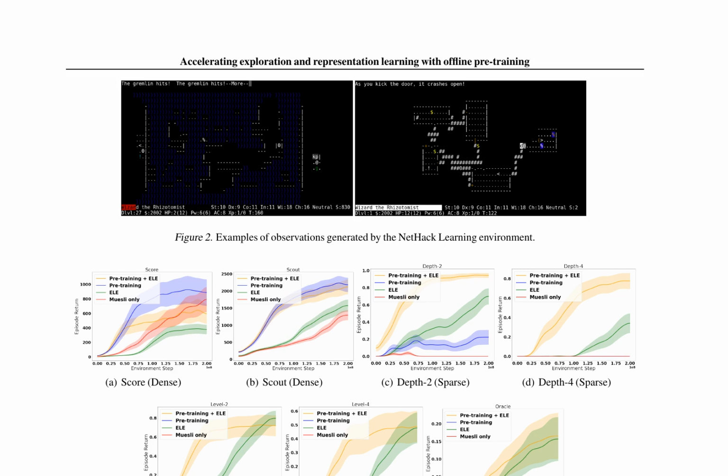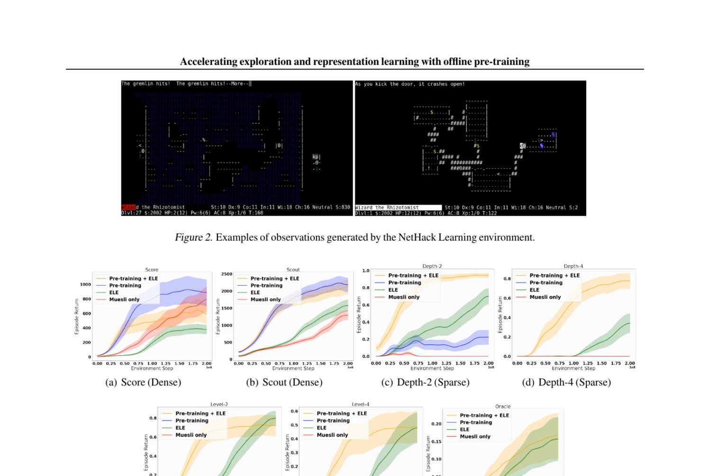The authors compare the Muesli framework to ELE, with and without pre-trained state representations. The results in Figure 3 demonstrate that contrastive pre-training significantly improves the sample efficiency of both Muesli and ELE in dense reward tasks, such as Score and Scout. Moreover, contrastive pre-training enhances ELE's performance in sparse reward tasks, like Depth 2 and Level 2, by improving sample efficiency.